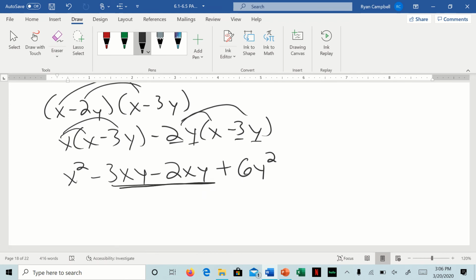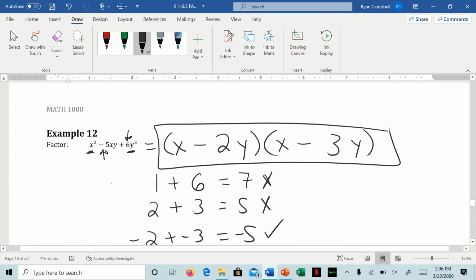When we combine the like terms, because we have xy and xy, we can combine those just like any other term. So we end up with x squared minus 5xy plus 6y squared, which is, is that what we wanted? That is absolutely what we ended up with, right? That's what we started with. So that's why we know this actually does work.